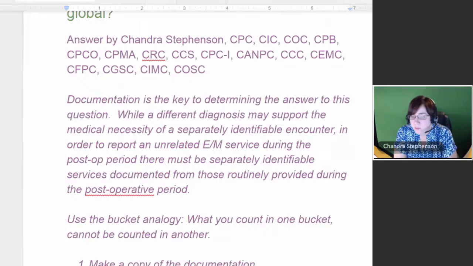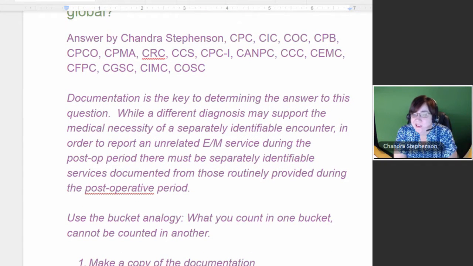Really what this question came down to is, what do we have to use that modifier 24? How do we clearly indicate in the documentation that the service is unrelated to the surgery that they're coming in for? And the answer to this question is the documentation is key.